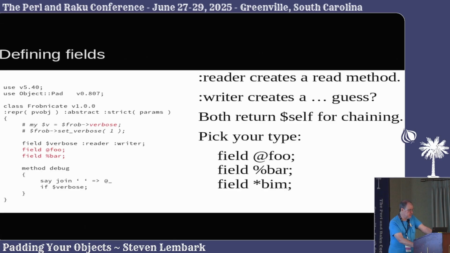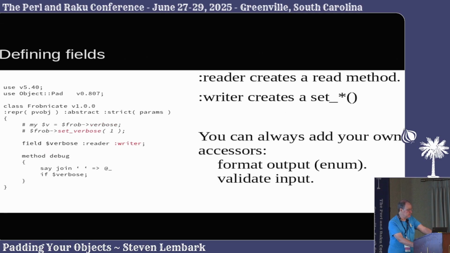So if I have a field, I can have a writer, a reader. There's a self that gets returned from those, which allows you to daisy chain things. So in this case, if I have a field verbose and it has a reader and writer, I'm going to have a verbose method that allows me to read it, and I'm going to have a set verbose that allows me to write it. So the writer creates a set where the reader creates a thing with the name of the attribute. You can add your own attributes, accessors.